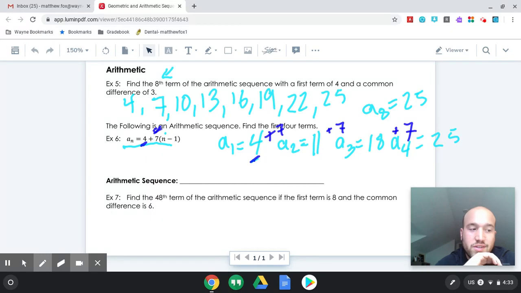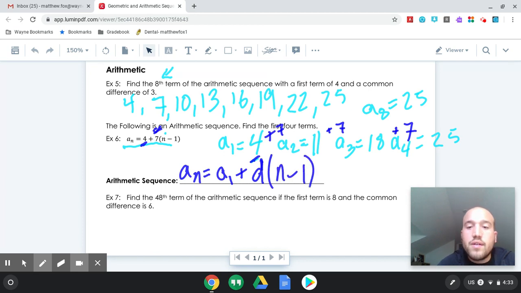Okay, so our generic formula for an arithmetic sequence, we're going to do a sub n equals, now whatever the first term is, that's what will go first, plus whatever our common difference is, which we'll represent with a d. And then we're going to have to remember to put our parentheses and do n minus 1.